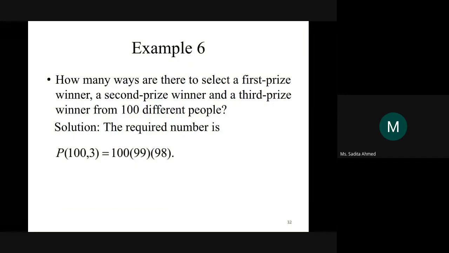So what is the first task? First task is selecting 3 different people. All right. First task is selecting 3 different people. So the first task can be done in 100C3 ways. Does that make sense? Yes, Miss.